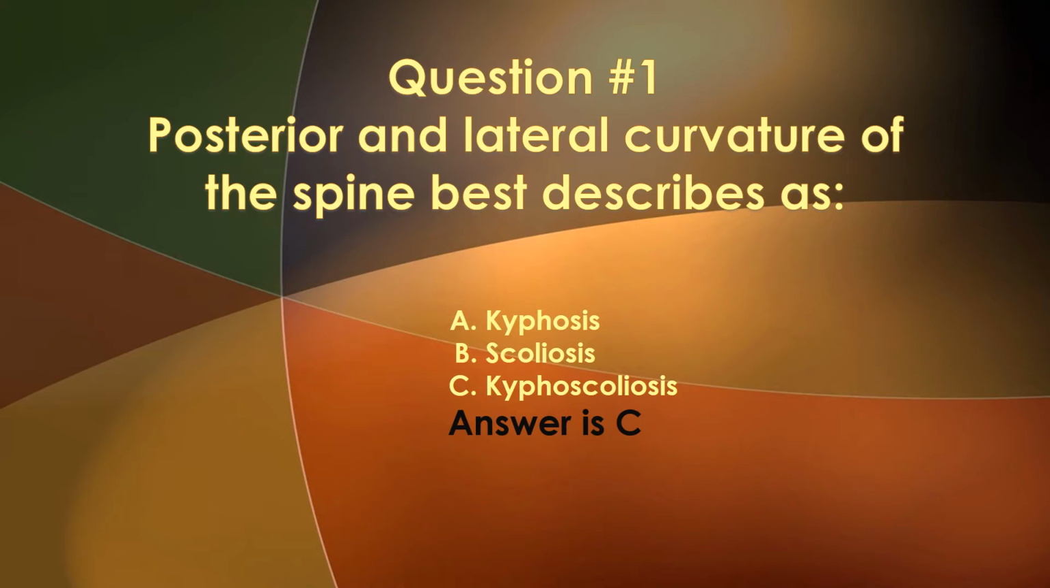Another easy way to remember is by breaking down the word. So, kypho is a posterior curvature and scoliosis is a lateral curvature. Putting both words together, you get kyphoscoliosis, meaning the posterior and lateral curvature of the spine.